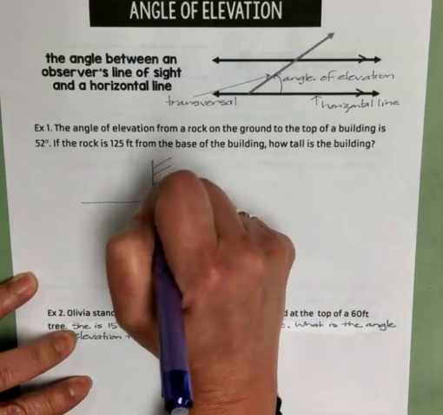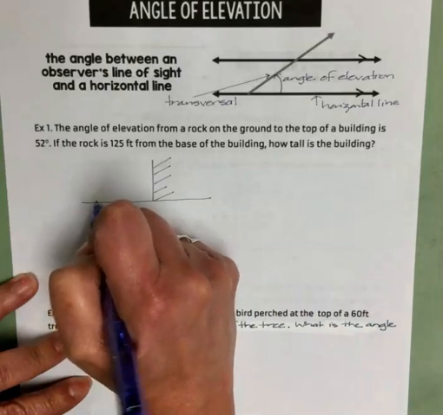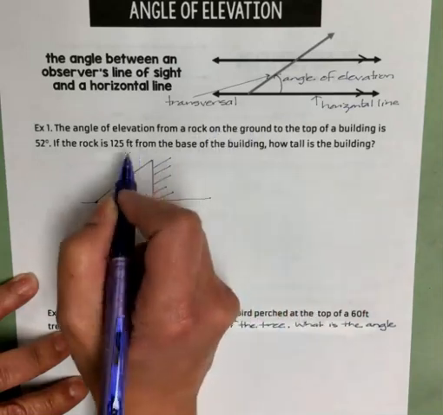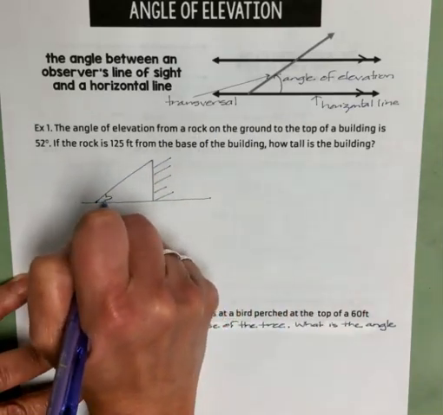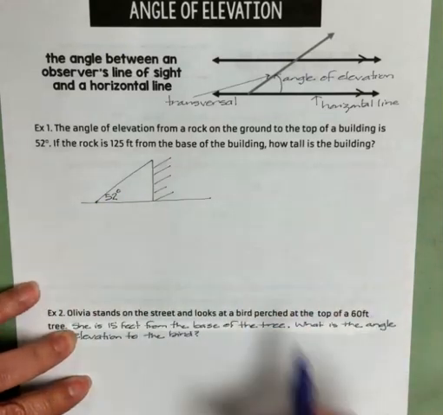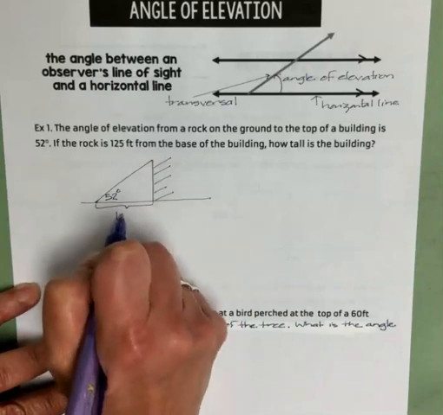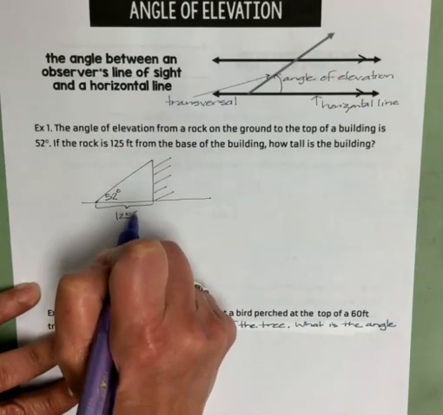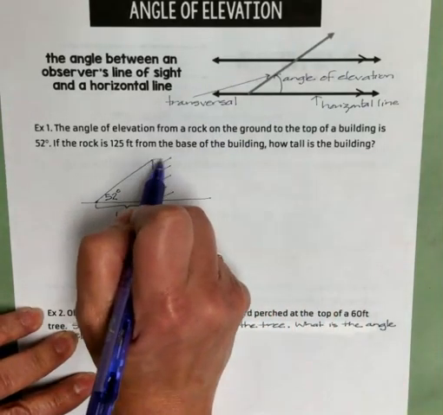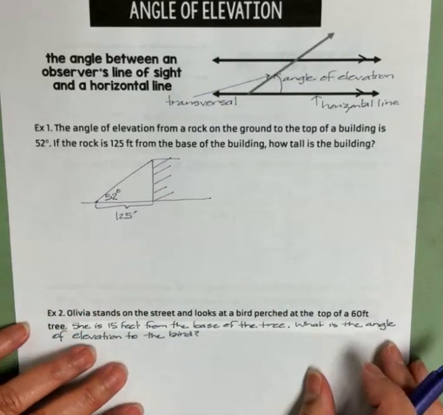So here's the building, and here's the point of observation. And you're looking up at the top of the building. Your angle of elevation is 52 degrees, and the rock is 125 feet from the base of the building. So we want to know how tall is this building. And we're going to have to use a trig ratio.